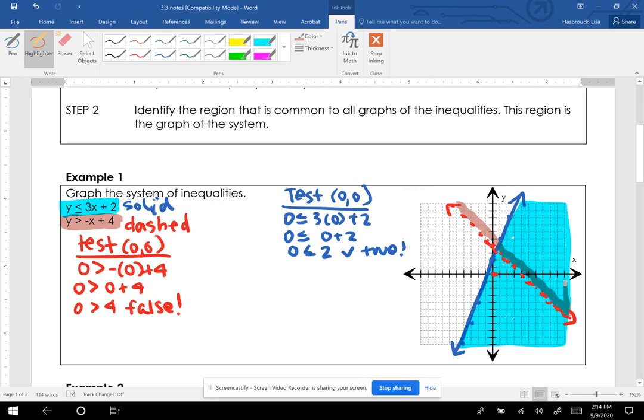Notice when I shade in this region, the part that overlaps with the shaded region of the blue line changes color. So this area that changed color where we overlapped, that's where all of our solutions are at. Okay, so our solution is in that region, right in this region here. And that's it. We're done.